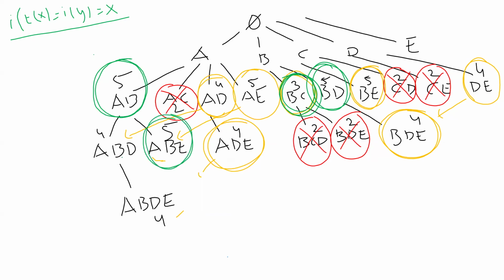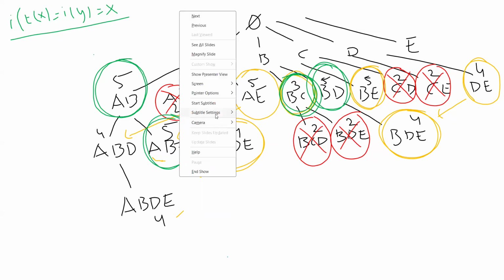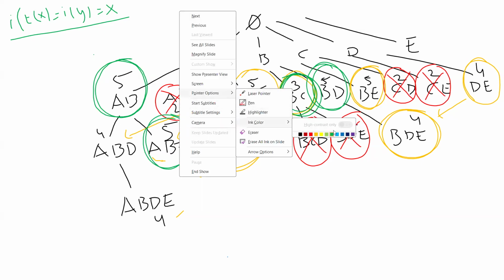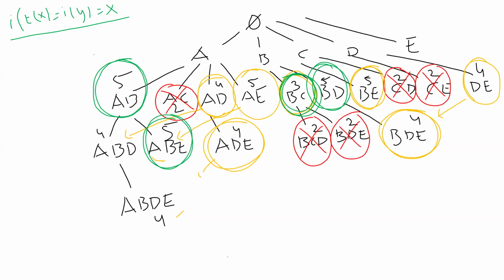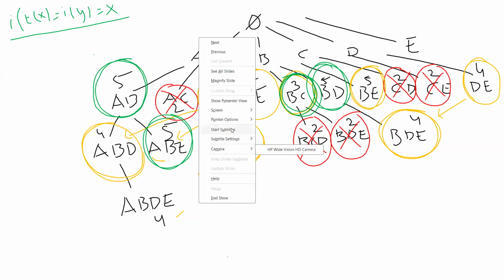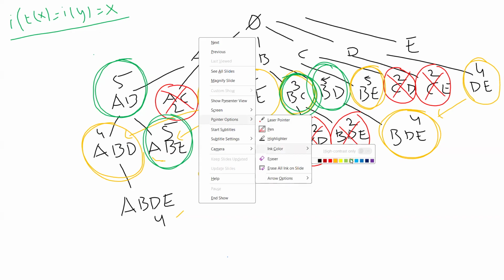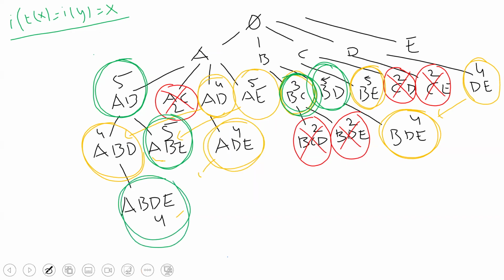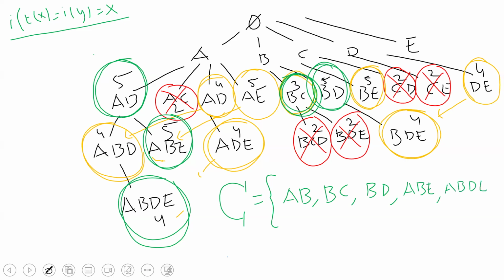Okay. Now what about ABD? ABD is not a closed item set because it has a superset with the same frequency. Now ABDE is a closed item set. Now if I write, the closed item sets will be represented with capital C. If I write the closed item sets, I would say AB, BC, BD, ABE, and ABDE. Okay, ABDE.